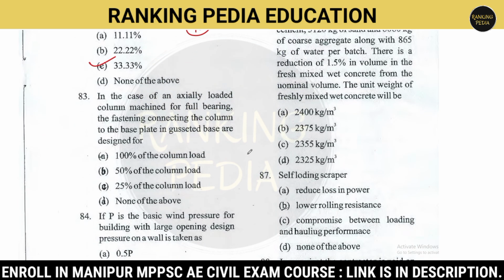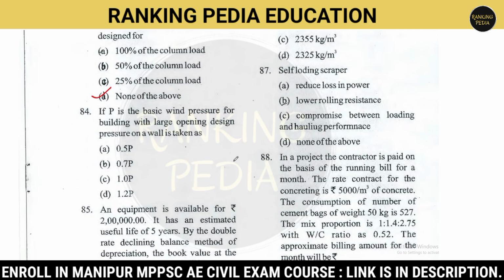Next question: in the case of an axially loaded column machined for full bearing, the fastening connecting the column to the base plate, such as a gusset base, is designed for: 100% of column load, 50% of column load, 25% of column load, or none of the above. When a column end is machined for full bearing, it means the end of the column is ground flat so that it makes direct contact with the base plate. So none of the above is correct. Option D is correct.